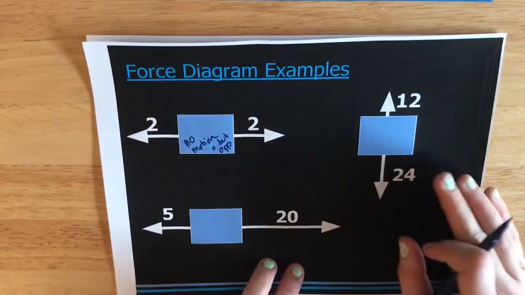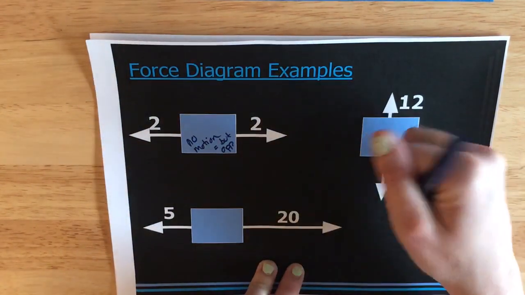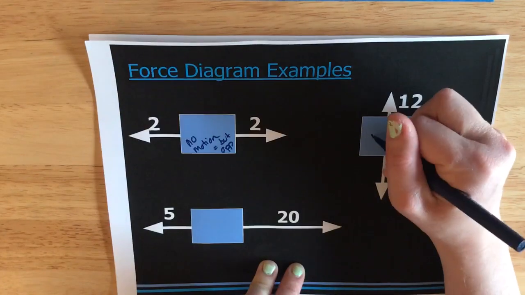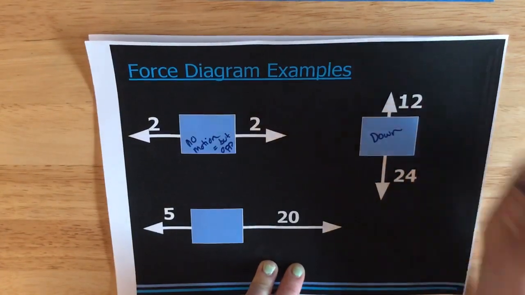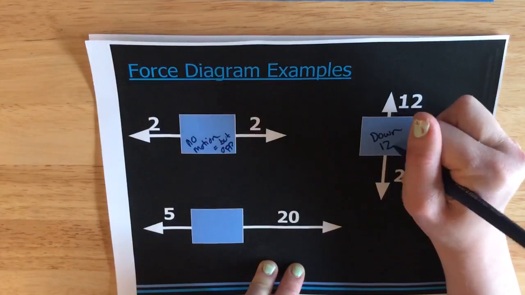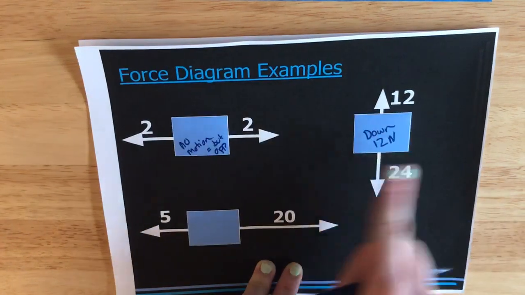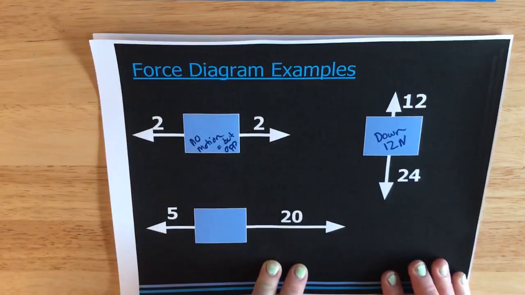All right, over here, I've got 24 pulling down and only 12 pulling up. Well, the bigger number is down. So it's going to be moving down, but the actual force that it moves down is with 12 newtons because I had to subtract 24 and 12. Okay, no moving left or right, I only had forces going up and down.